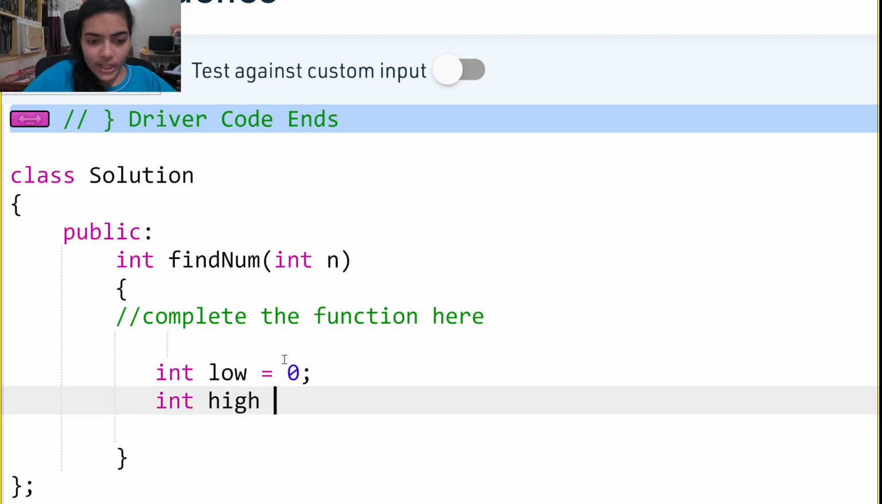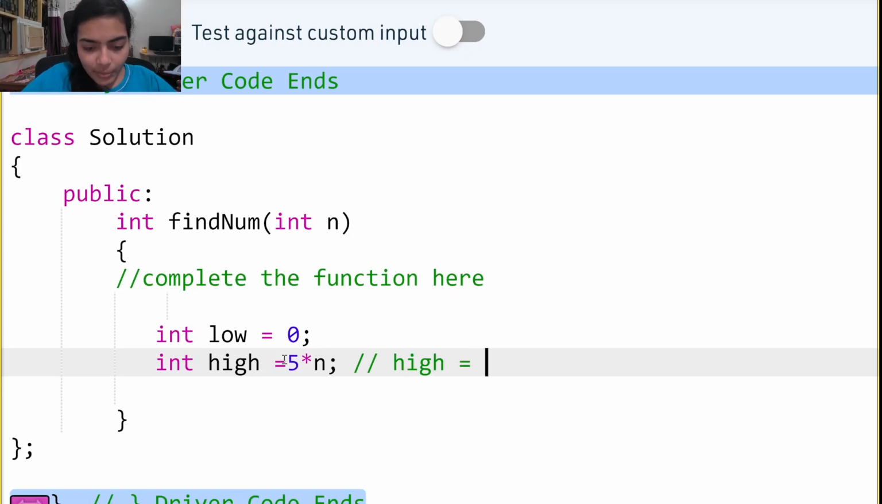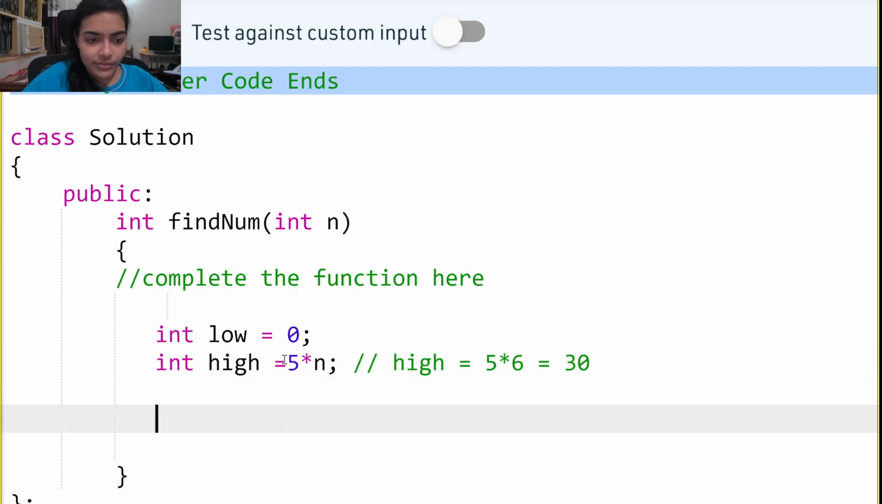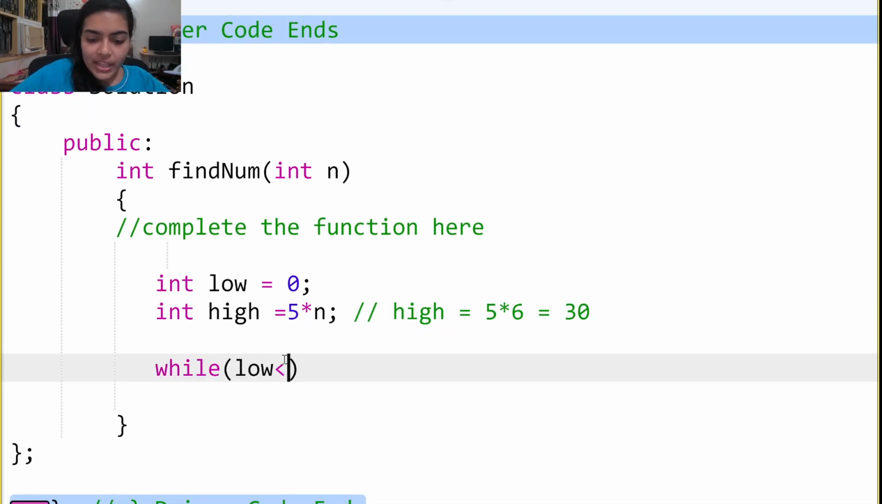Okay, we are starting from 0. What is high? High is equal to 5 into n, because we just saw in our example, for example, high was 30, right? Because our n is equal to 6. So high was equal to 30 in the logic which we just discussed. Let's just apply the simple binary search.